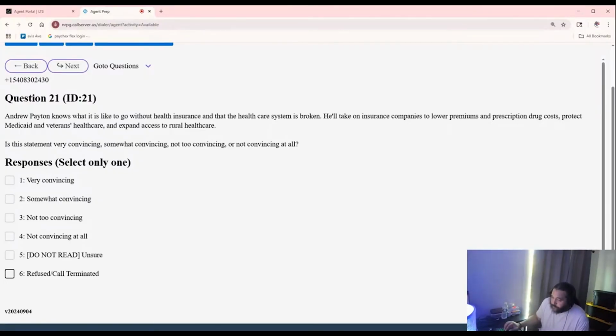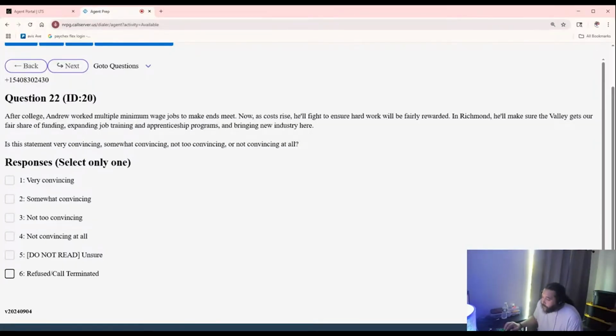Somewhat convincing. After college, Andrew worked multiple minimum wage jobs to make ends meet. Now, as costs rise, he'll fight to ensure hard work will be fairly rewarded. In Richmond, he'll make sure the Valley gets our fair share of funding, expanding job training and apprenticeship programs, and bringing new industry here. Is this statement very convincing, somewhat convincing, not too convincing, or not convincing at all?